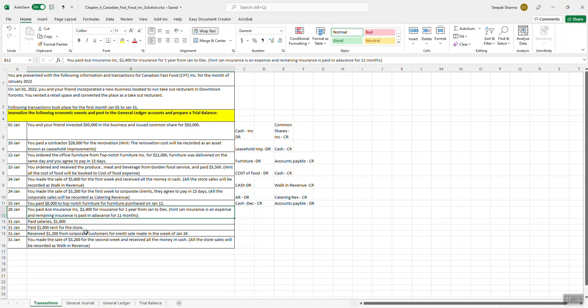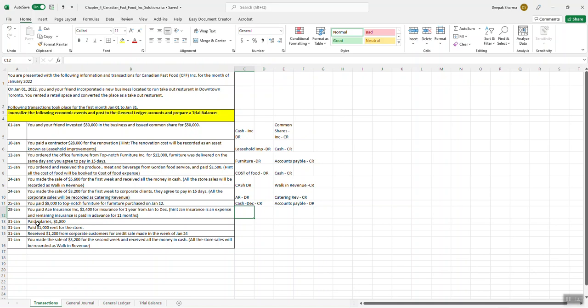You paid insurance for 2,400 for 1 year, from January to December. So technically, you're paying for 1 year, but January is already done. So technically, you use the services for their insurance for the month of January. Okay, so you're paying insurance in advance, but not for the 12 months. You're paying it for 12 months, but 1 of that month is already used, and the other 11 months is prepaid insurance because you're paying in advance. So in this case, there will be 3 accounts that are being affected.